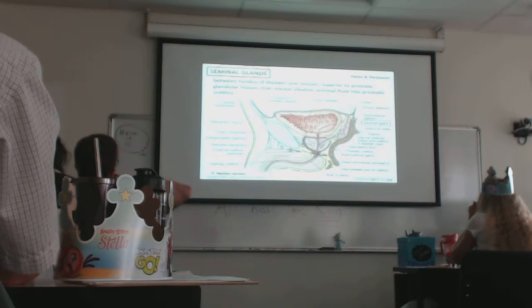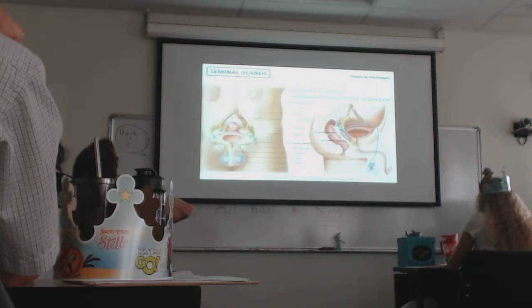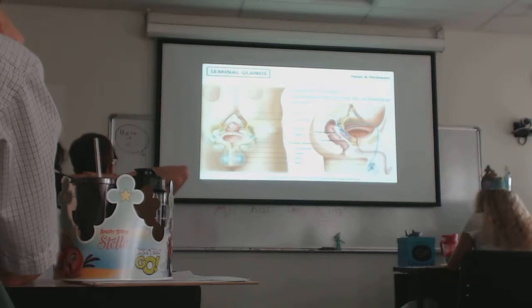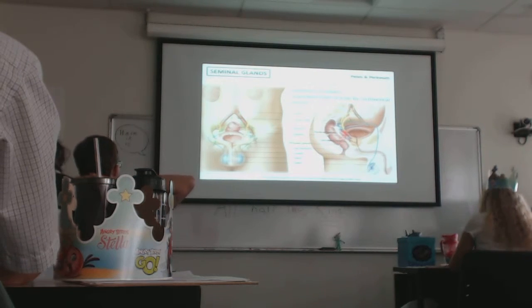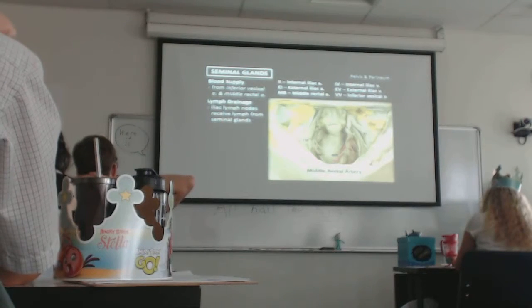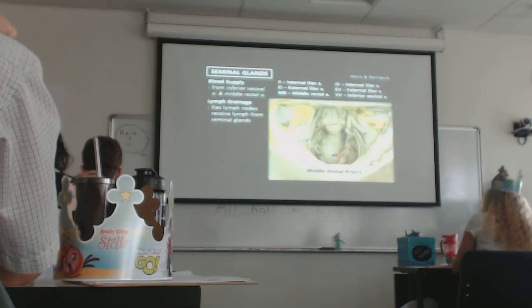This particular slide is focusing on the seminal glands. And again, be sure that you don't confuse the ampulla of the vas deferens, which is what I just highlighted there, with the seminal vesicle here. The blood supply to the seminal glands is chiefly from the middle rectal artery and the inferior vesical artery.